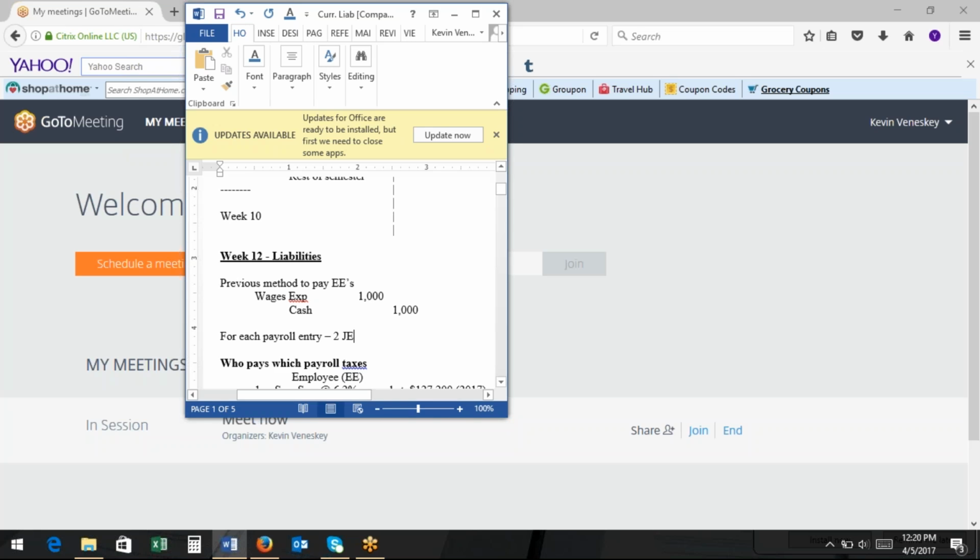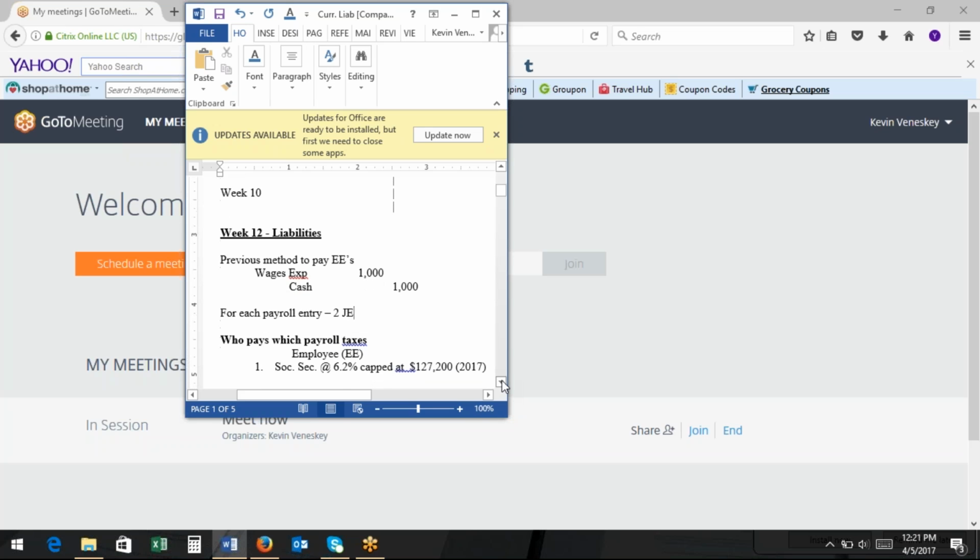You may or may not have even known this. The employer has to pay taxes of their own just to have somebody work there. Not only does the employee have taxes taken out and the employer has to pay those, but the employer has to pay their own taxes that the employee never sees or has deducted from their check. But we're going to look at the employee side first.